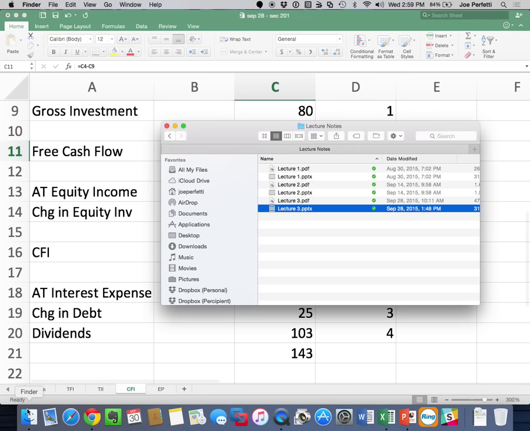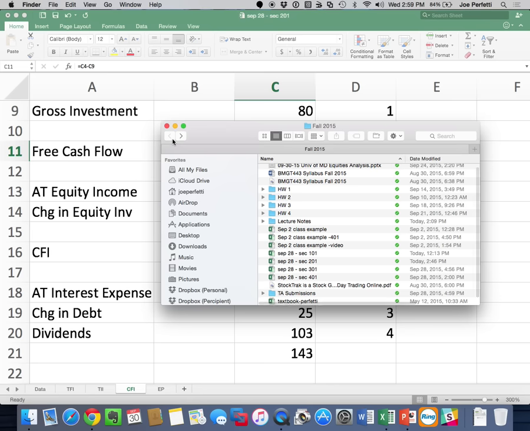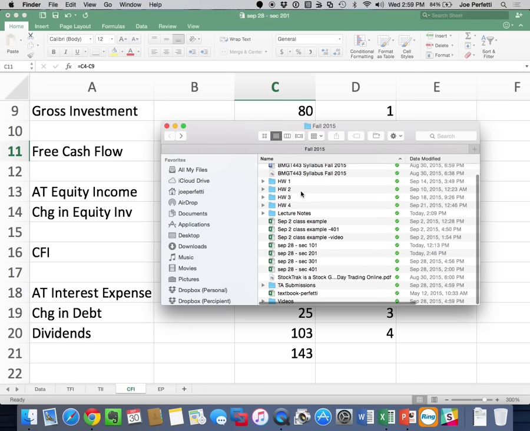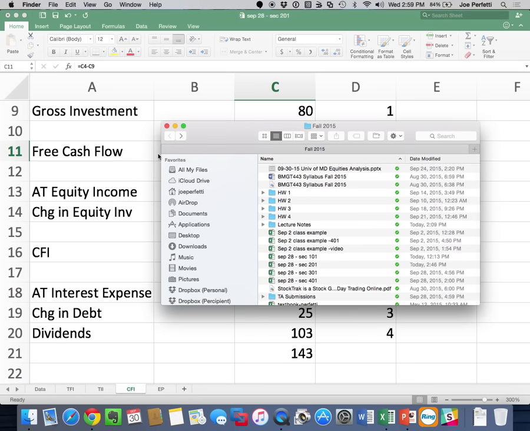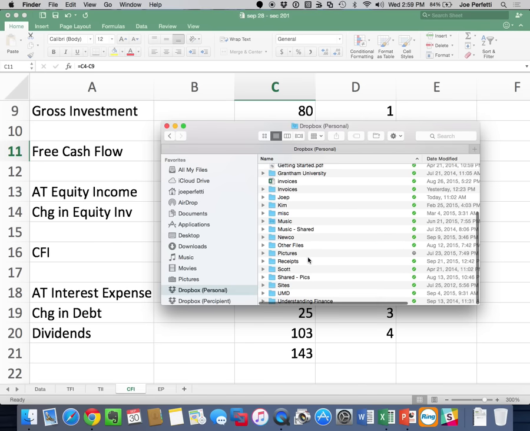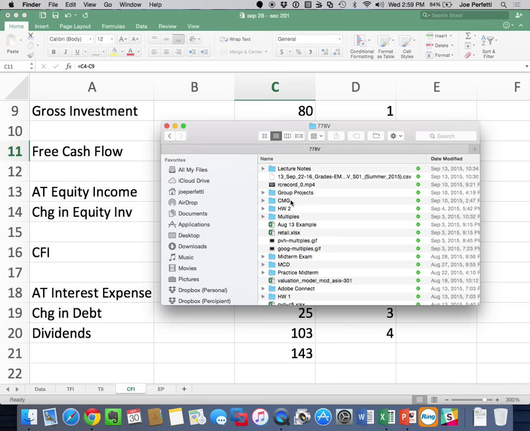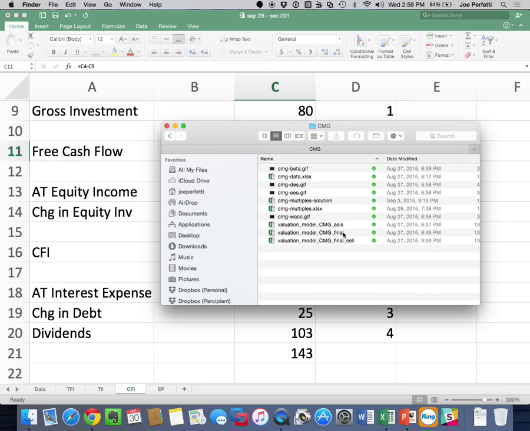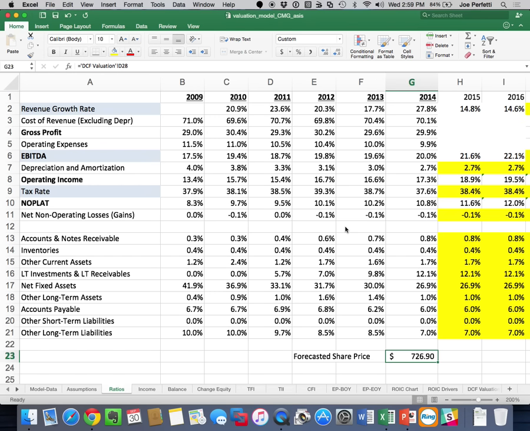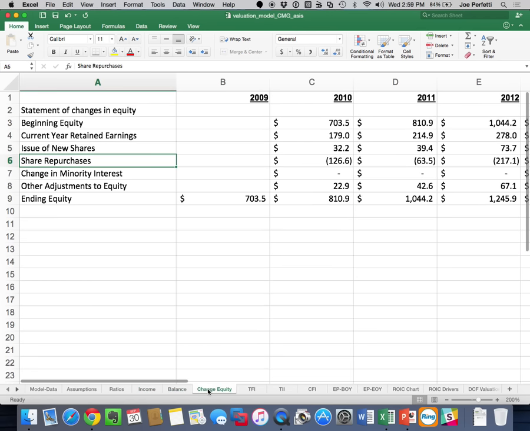This is an example, I was doing an online MBA class this summer. One of the companies we looked at was called Chipotle. And this is an example of the valuation model that you guys will build from scratch in three weeks. It's got a bunch of tabs, lots of formulas. Don't be scared. It's not as bad as it looks. It'll only take us two weeks to build it.